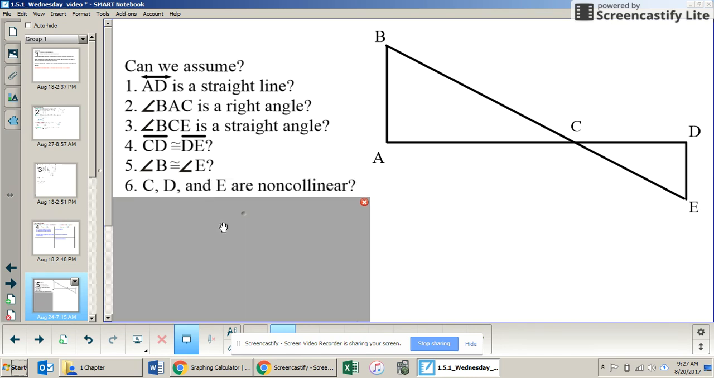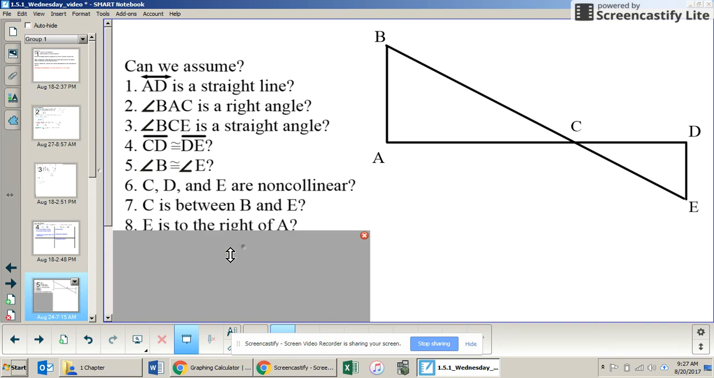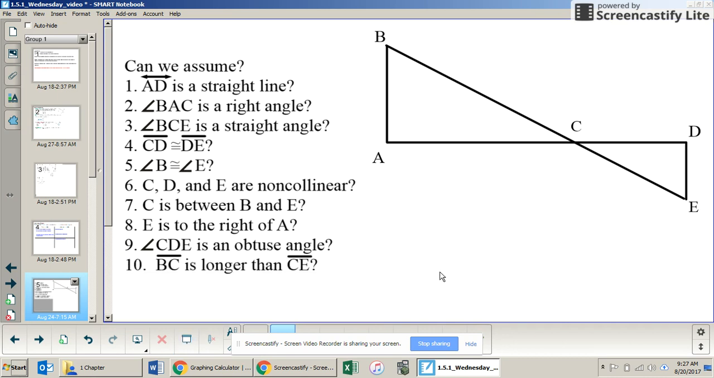Number 6, can we assume that C, D, and E are non-collinear? Number 7, can we assume that C is a point that's between B and E? Is that a safe assumption based on the diagram? Number 8, can we assume that E is to the right of A? Number 9, can we assume that CDE is an obtuse angle? And number 10, can we assume that BC is longer than CE?